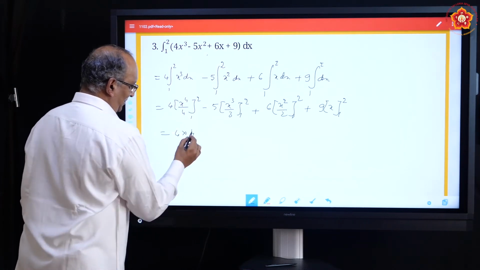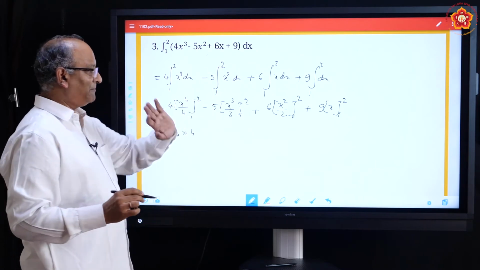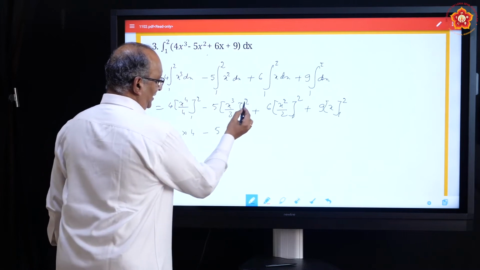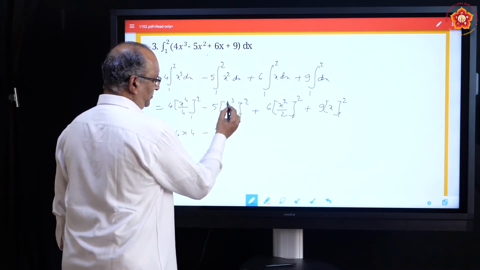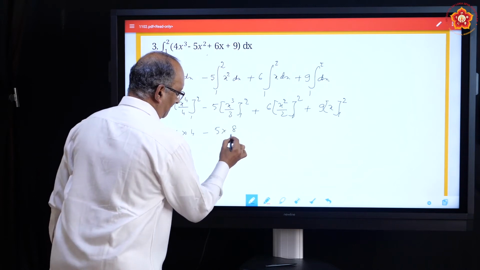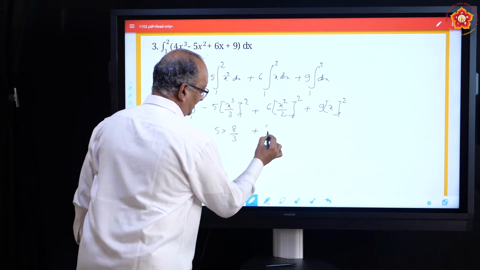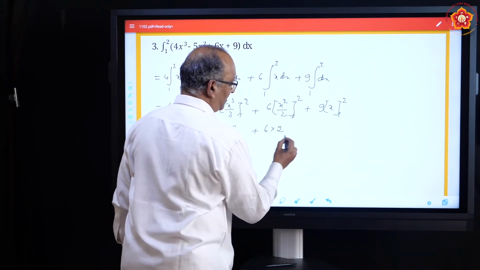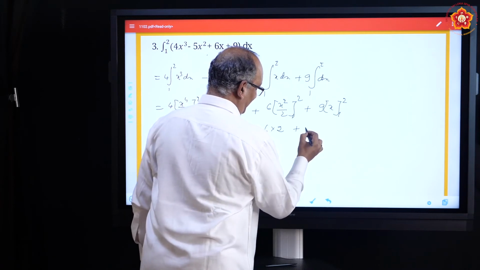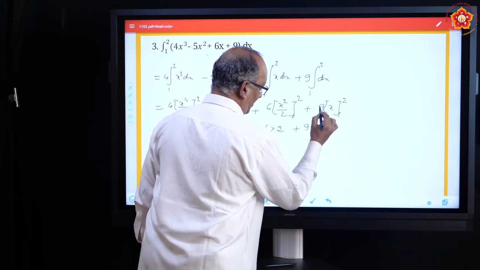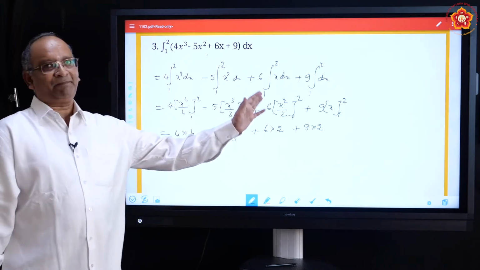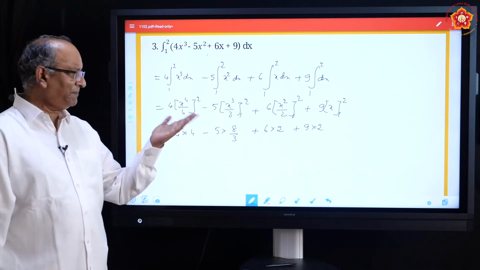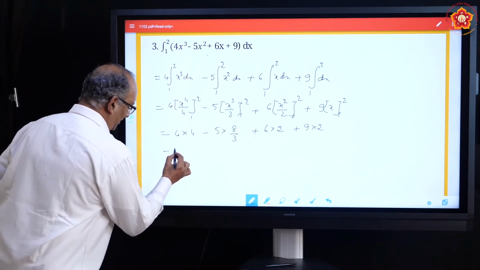Now substitute lower limit. Okay, what we do is we'll first substitute all upper limit, then we'll substitute lower limits. Minus 5. In place of x you write 2. 2 cube is 8. 8 by 3. Plus 6 into 2 square. 4, 4 by 2 is 2. Plus 9 into 2. So we have substituted all upper limits minus lower limits. So that minus can be kept outside the bracket and then do everything inside.